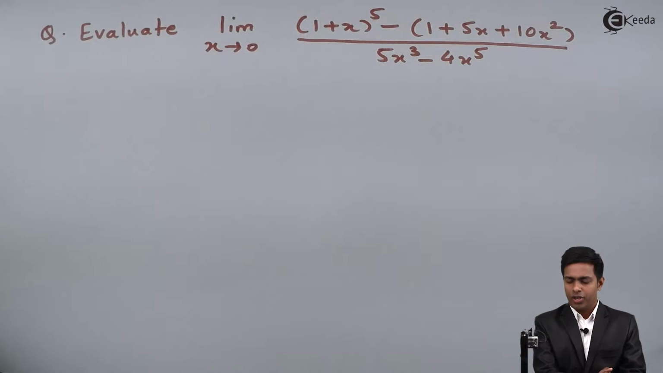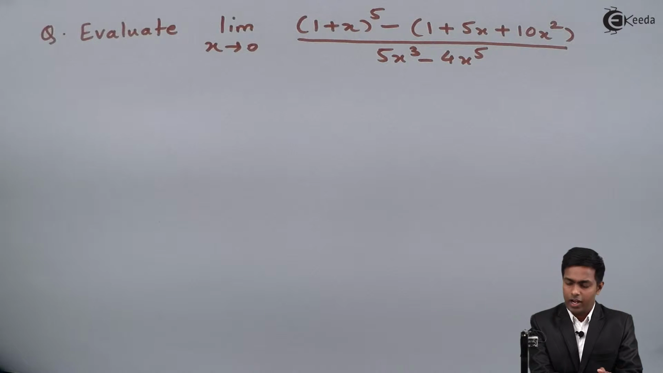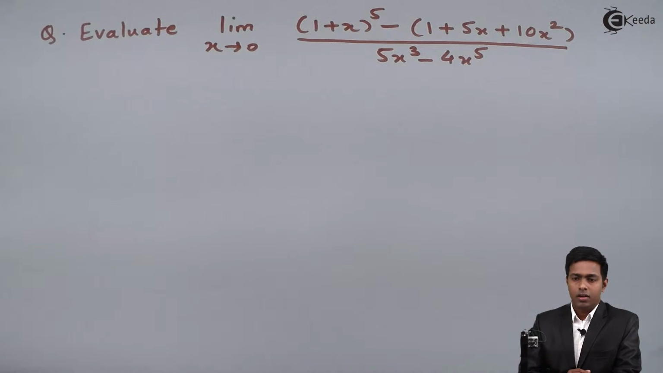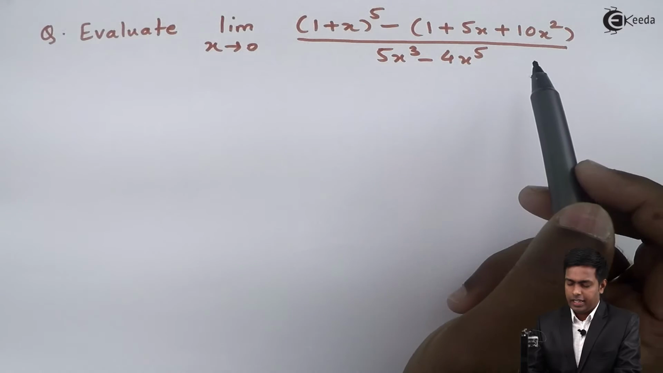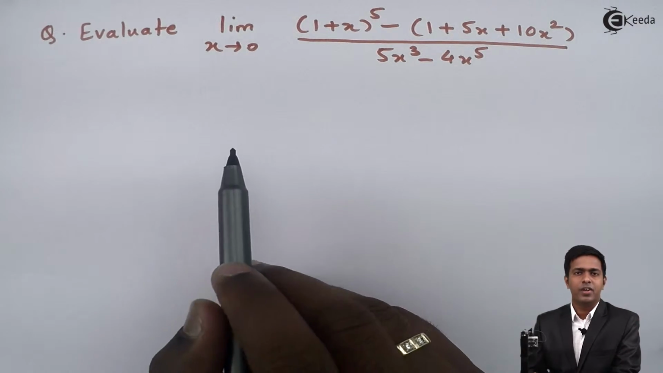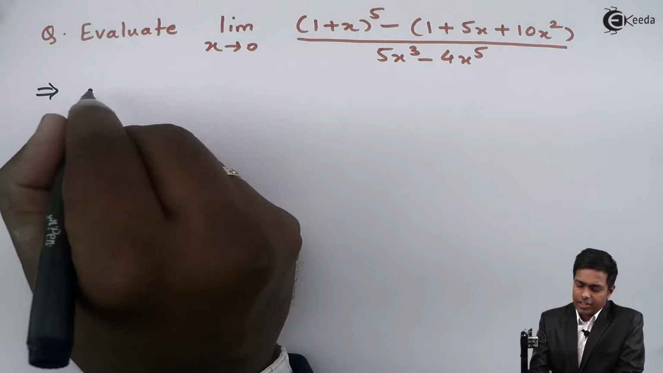Hello everyone. So here in this problem we have to evaluate the limit as x tends to 0 of ((1 plus x) whole raised to 5 minus (1 plus 5x plus 10x square)) upon (5x cube minus 4x raised to 5). Now before starting the solution, if you observe the given function, it is an algebraic function, and whenever we have an algebraic function in a limit, we start with the direct method. So here we'll start with the direct method.